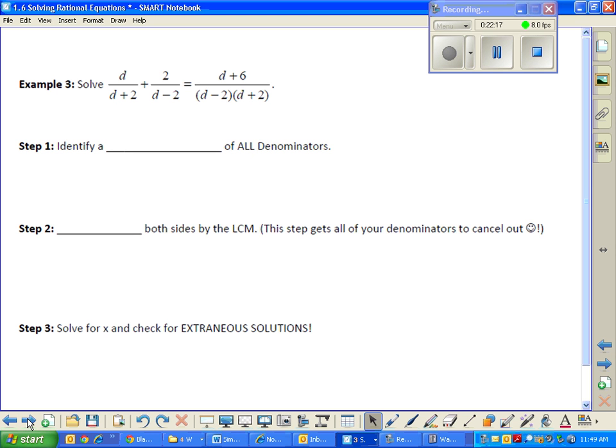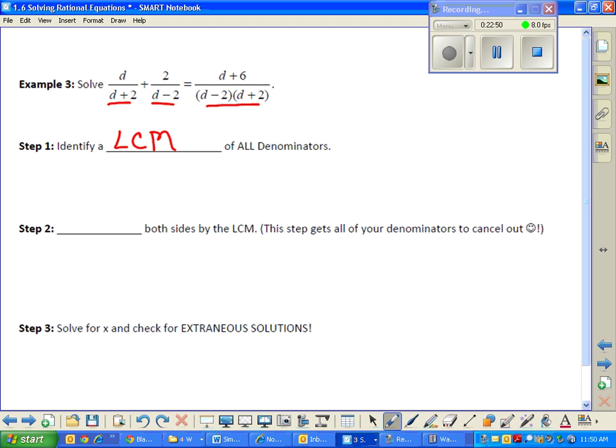In example 3, the first thing I do, my eyes go to the denominators right away, because I know I have to find at least an LCM to use the LCM method. Can't use the method unless you identify that common multiple. What's nice about these denominators is that they're already factored. So I don't have to do that part. It's nice. So I'll go ahead and identify the LCM of all of the denominators in the problem.